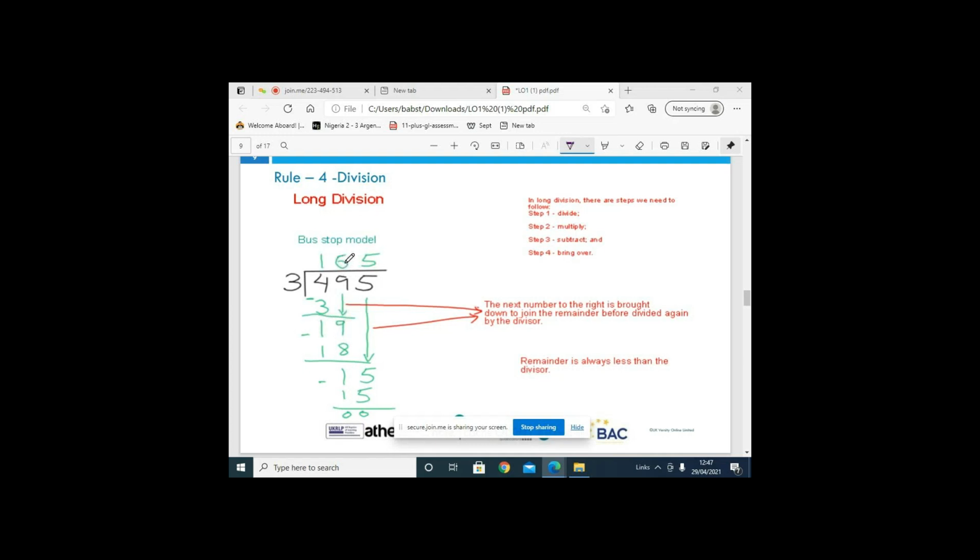So you have to do 6 times 3. That's going to be 18. You take 18 away from 19. You're going to get 1. Then you bring this 5 down again. So how many 3s can you find inside 15? It's 5. Then 5 times 3 is 15. Take it away and it gives you 0. That is how to do it. So 495 divided by 3 gives you 165.